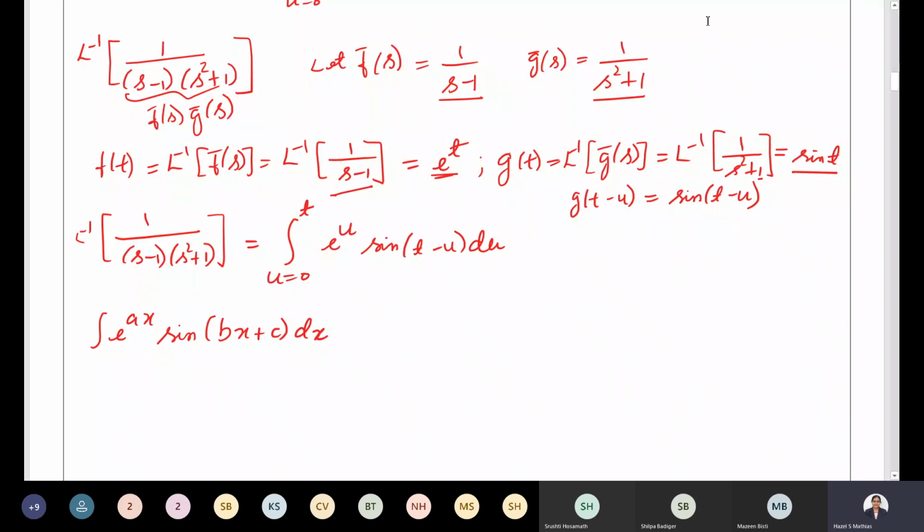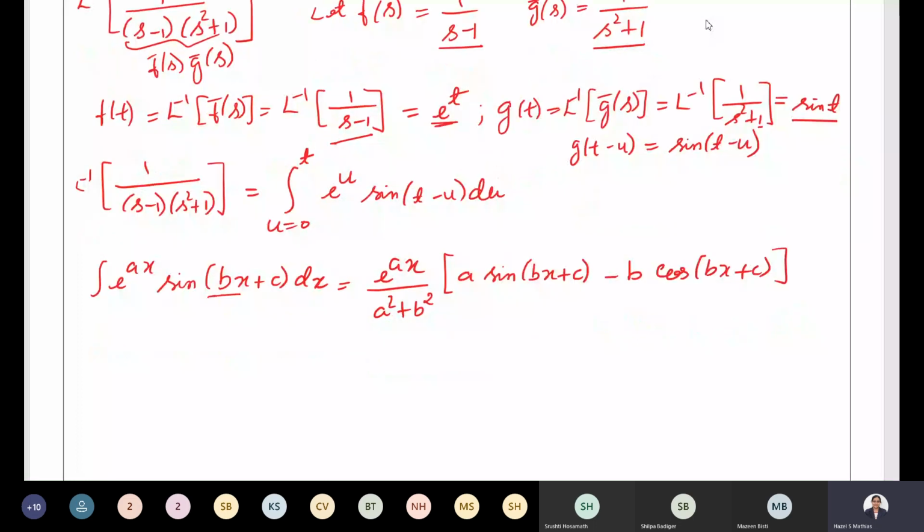How to solve? A similar concept you have to use. That is e power ax divided by a square plus b square into a sin bx plus c minus b cos bx plus c. Same problem, same formula as we have given earlier. It was e power ax into sin bx into dx. Here we have the additional term bx plus c. So wherever bx is there, you have to replace it by bx plus c. This formula we have discussed earlier as well.